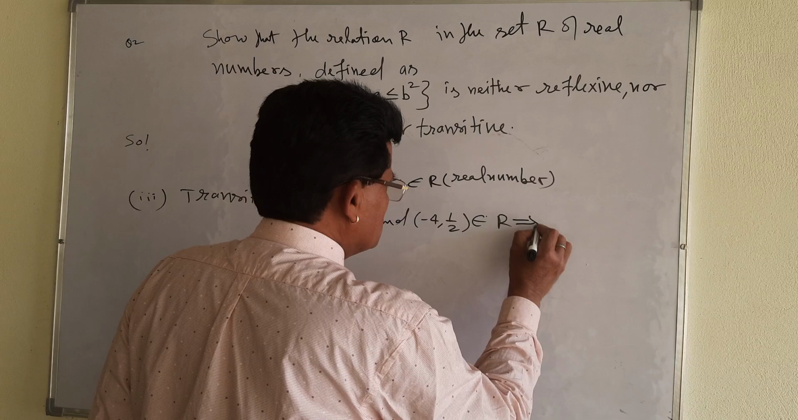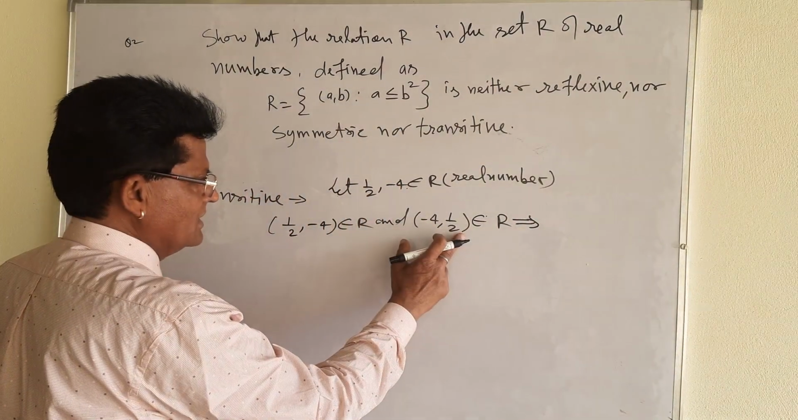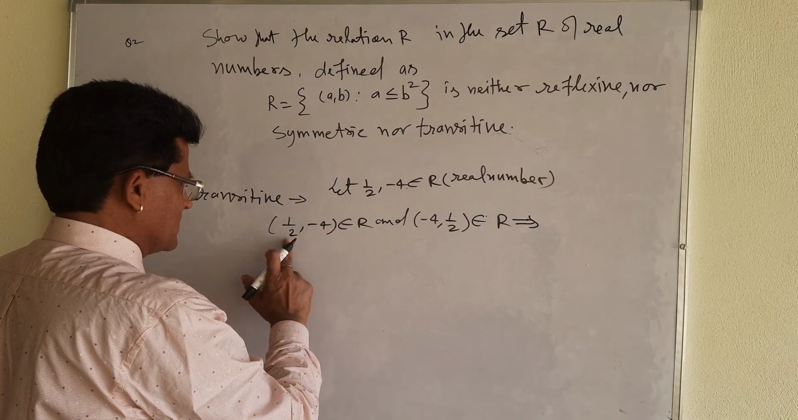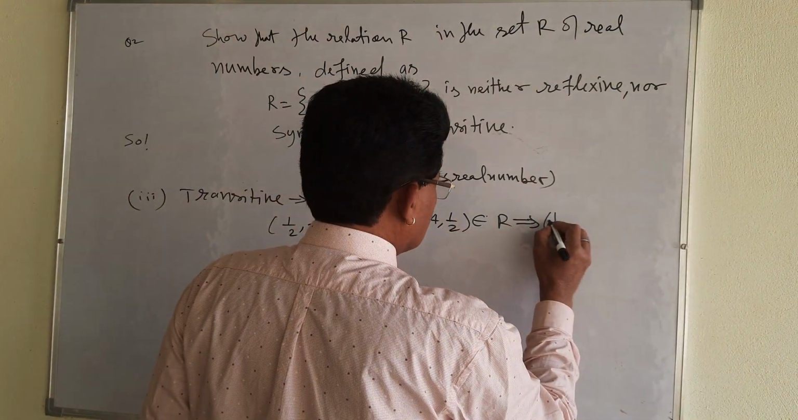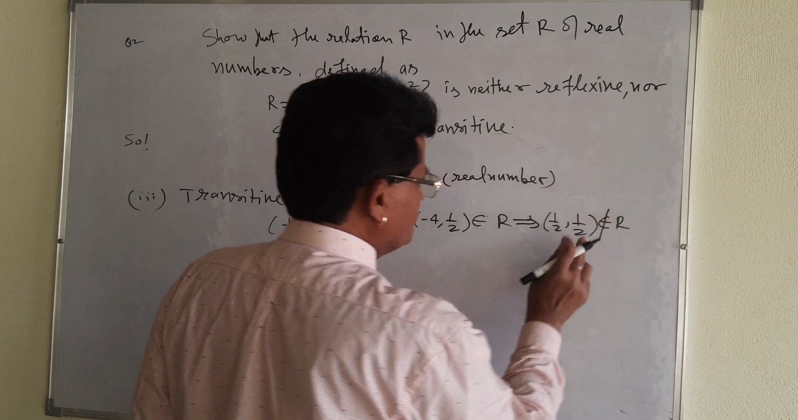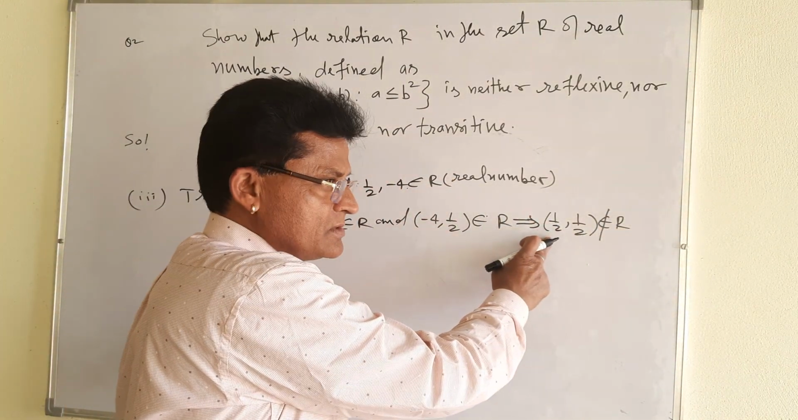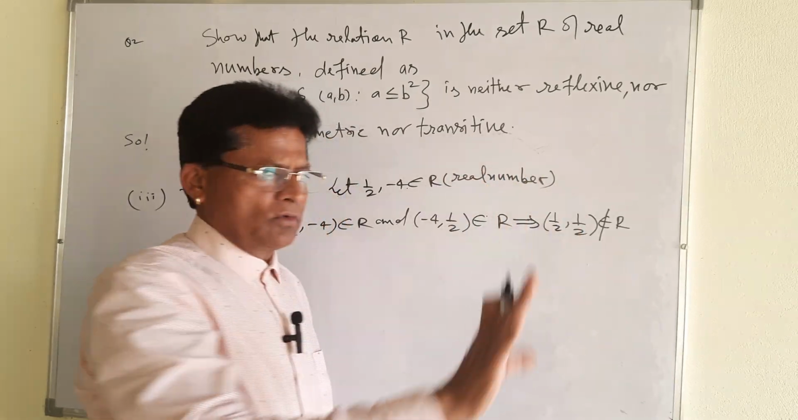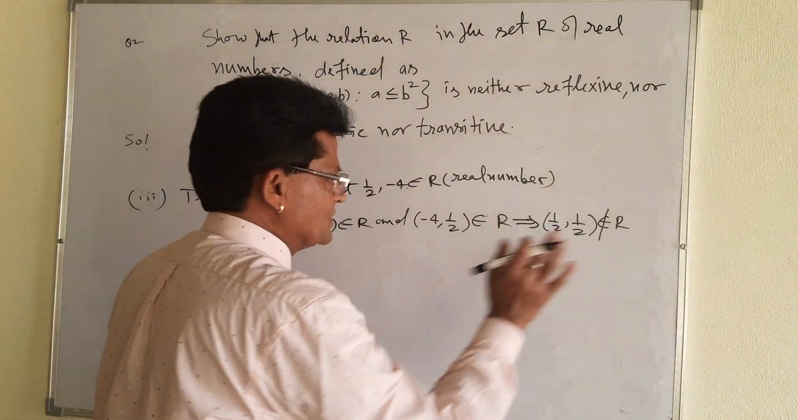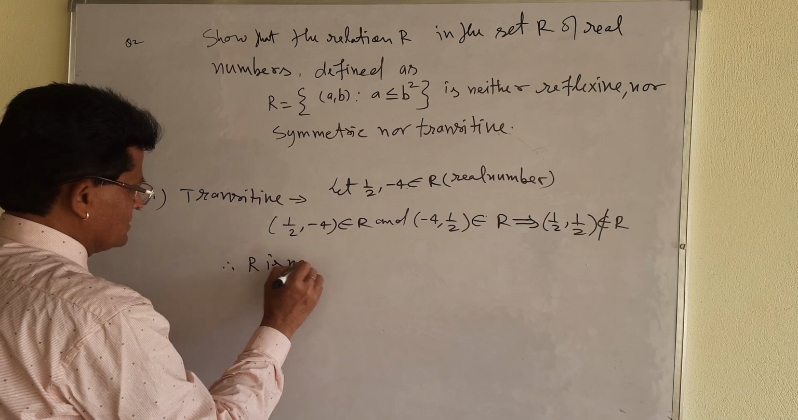This implies, my dear students, for the transitive relation, first and second, second and third, take first and last. And just before, I told you it does not belong to R. I told you this in the first case, for the reflexive case, because 1 upon 2 is not less than 1 upon 4. That is why it does not belong to R. Therefore, my dear student, R is not transitive.